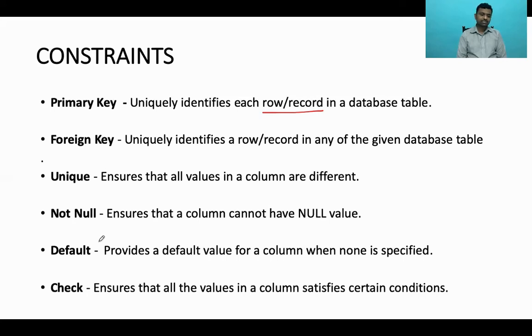And finally, there is check constraint, right? If I want to ensure that a column satisfies a certain condition, then only store the value. Don't store all the values. So I can go for check constraint. So these are the constraints that we have: primary key, foreign key, unique, not null, default, and check. These are the six major constraints that we use in any RDBMS.